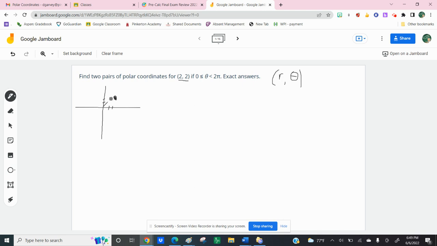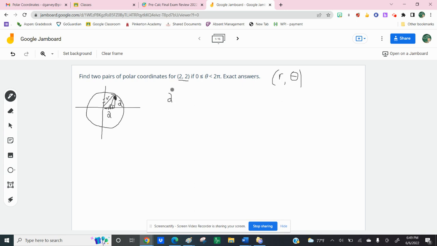If I draw a right triangle, whoops, that's not quite right, but you get the idea. Right triangle here, I go over 2 and I go up 2. Well, this here is really my radius. If I kind of made a circle around this whole thing, this would be my radius. So all I really need to do is the Pythagorean theorem to find that radius.